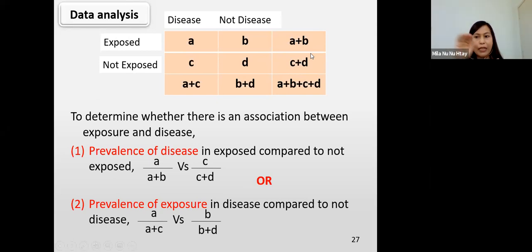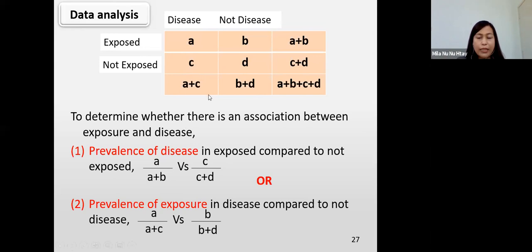So we are looking at the horizontal row. Among the exposed group, A plus B, how many of them have the disease? A. So A over A plus B, versus among the non-exposed group, how many have the disease? C over C plus D. So if you compare the exposed and non-exposed groups, you can compare the prevalence. Or otherwise, if you would like to compare the disease and non-disease groups, yes, you can still compare.